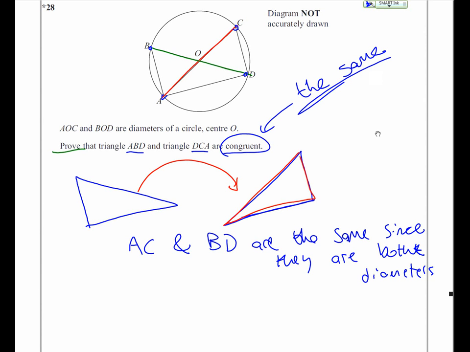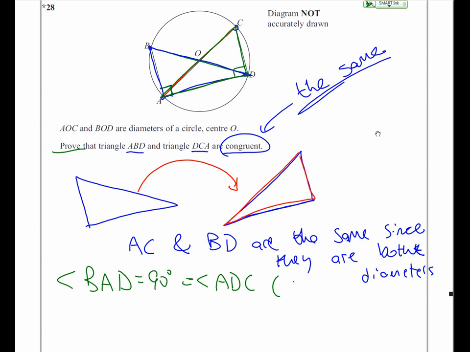Next one. We know that in a semicircle, the angle from our circle theorems, and I've done a circle theorem video, is 90 degrees. So check that out if you're not quite sure about that. So angle BAD, 90 degrees. And same reason, angle ADC, because it's angles in a semicircle. Okay, ADC. The reason is angles in semicircle equal 90 degrees. So they're the same. If we prove one more angle is the same, then we're done.